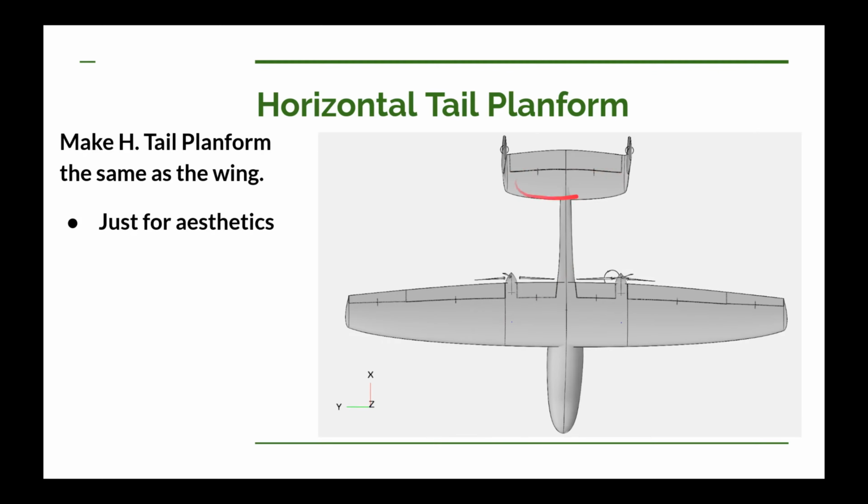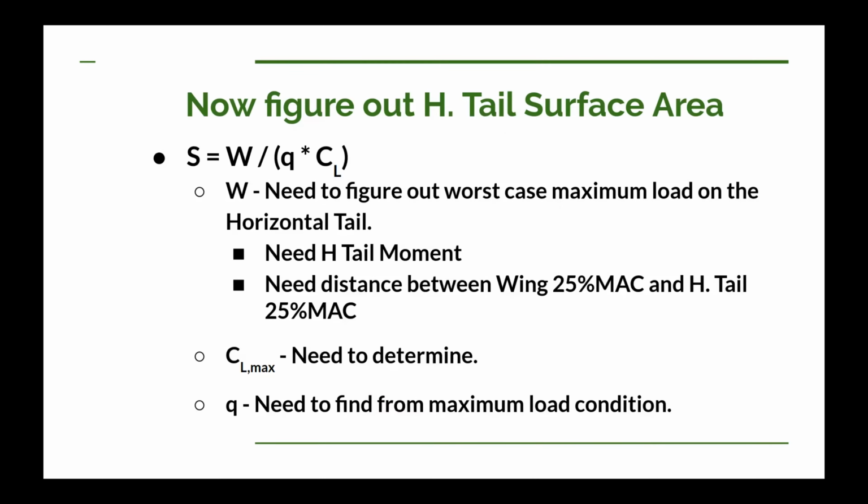So the aspect ratio on this tail is lower than the aspect ratio of the wing. So that should help the wing stall before the tail does. Now let's figure out the surface area for a horizontal tail. What do we need to know in order to calculate or determine that?